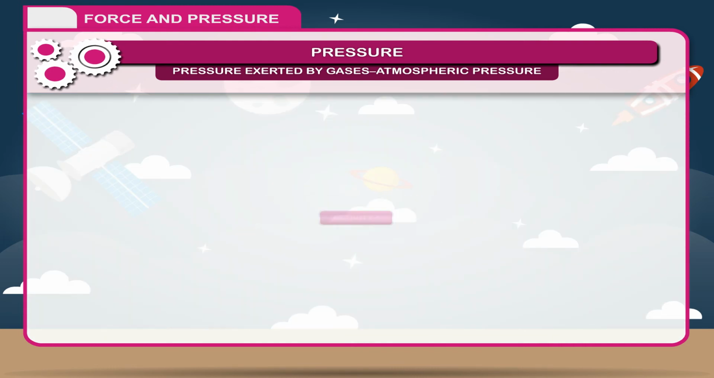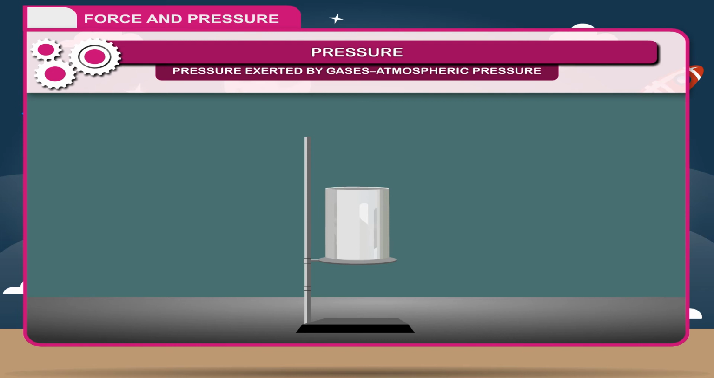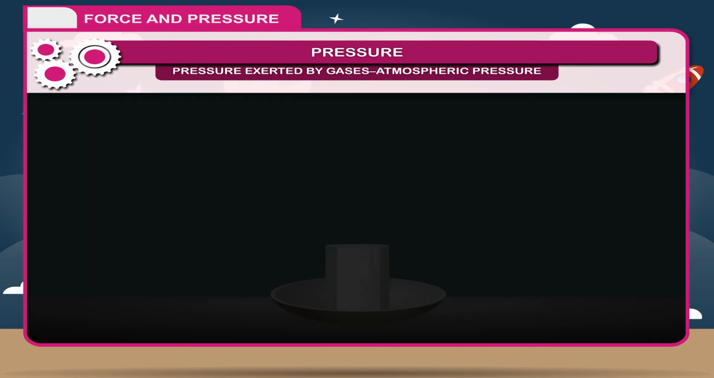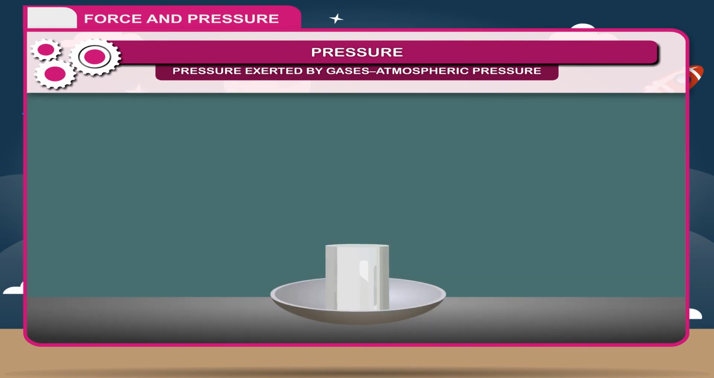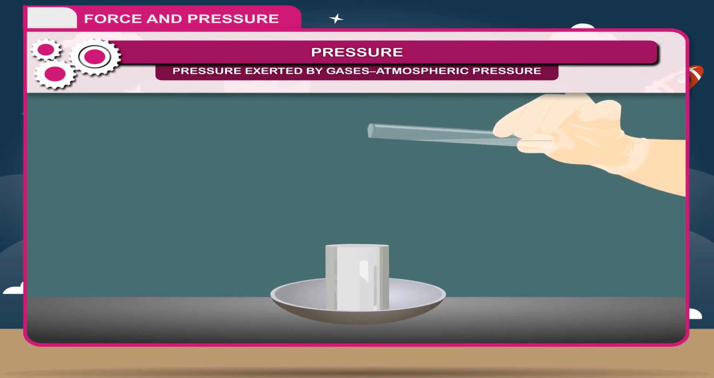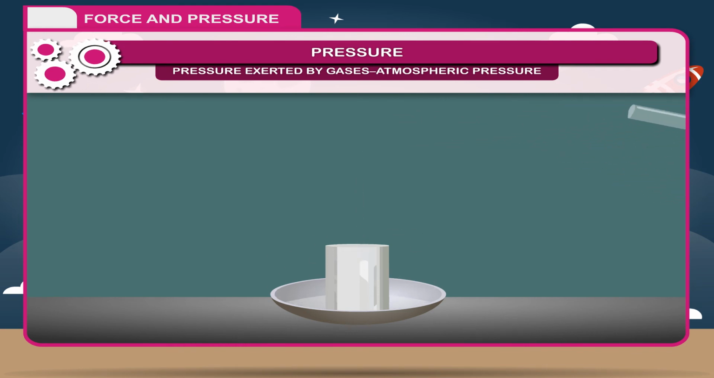Activity 1. Take an empty tin can. Put some water in it and heat the can. The water will boil. When the entire water boils and some steam has escaped into the atmosphere, put an airtight cap onto the tin. Now, pour some cold water onto it.